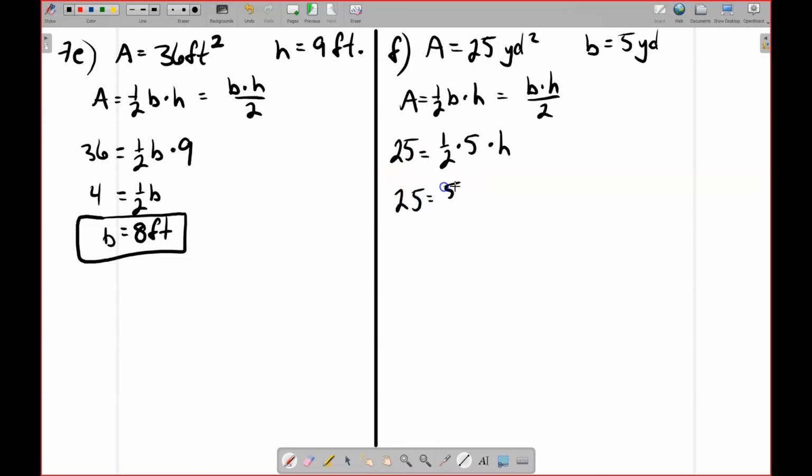25 is equal to 5 over 2 h. I can get rid of that 5 over 2 by inverting and multiplying both sides, so I've now got 2 over 5 times 25 is equal to h. Multiply that out, and h is equal to 10 yards.